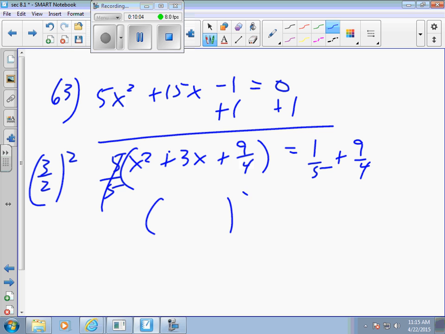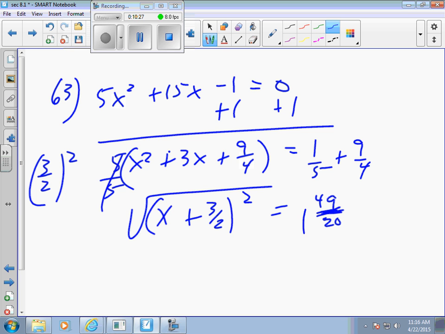So I'm going to write this as a binomial squared. Square root of the first term, square root of the last term, sign in front of the middle term. And on this side, I need a common denominator, so I get 45 plus 4 gives me 49 20ths. And you can use your calculator to get that. Square root, x plus 3 halves equals plus or minus 7 over 2 root 5.